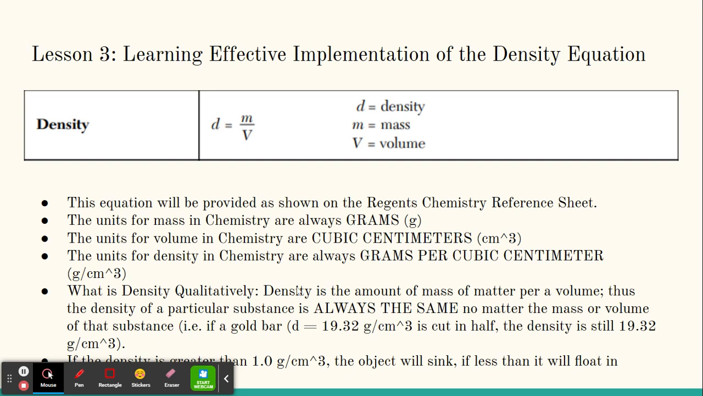If the density is greater than the density of the solvent, or if it's water, which has a density of 1.0 grams per centimeters cubed, then the object will sink. If less than the density of the solvent, or in this case water, if it's less than 1.0 grams per centimeters cubed, then the object will float in that solvent.